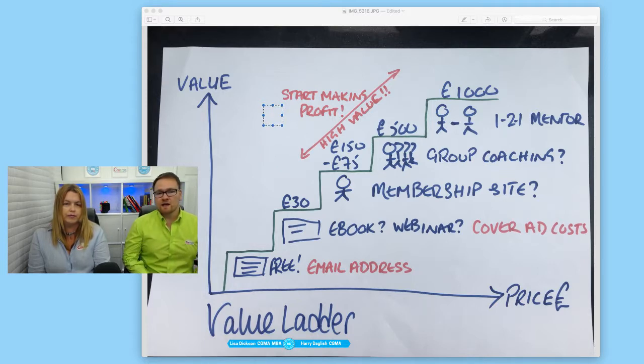So it makes them more familiar with you. It makes them an easier sale. And actually, you can add a huge amount of value for this, and you can generate yourself a recurring revenue stream, which is even better.